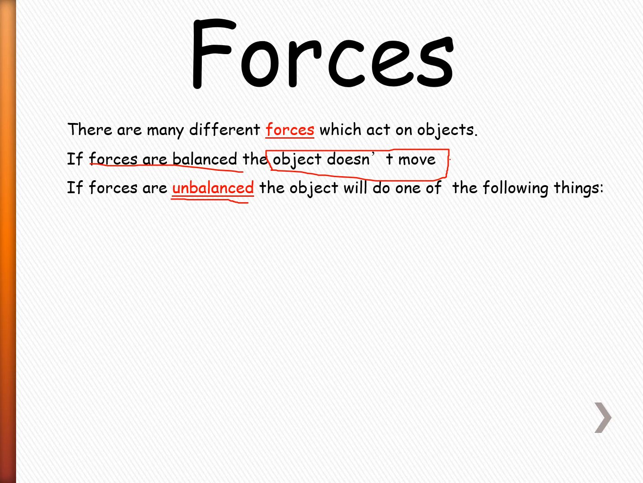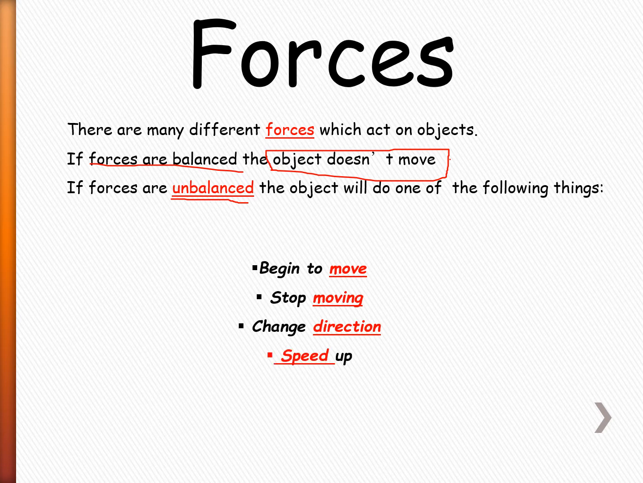So if forces are unbalanced, the object will do one of the following things: begin to move, stop moving, change direction, speed up, or slow down. So these are the effects of unbalanced force. It will make an object begin moving, stop moving, change direction, speed up, or slow down.